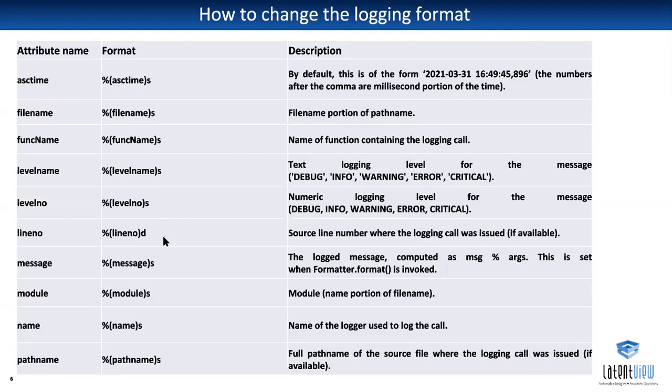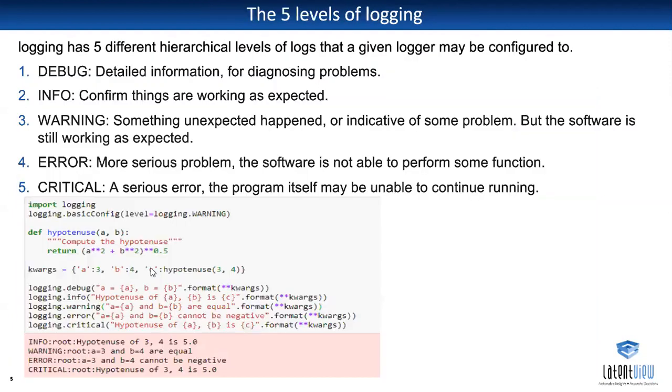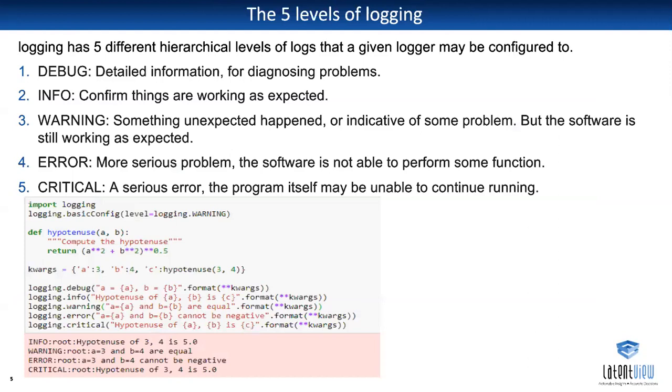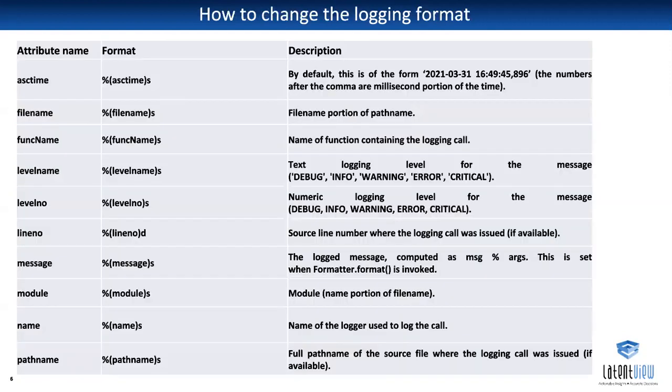If we want to see at what particular line the error is caused, we can include this line number. The message is whatever message we are keeping here, and that will be printed using this format. At the module level, at which module we are getting that error, we can specify using this module attribute. And this is the name of the logger. The name of the logger is root by default. If we specify any name for that particular logger or module, then that will be printed over here.